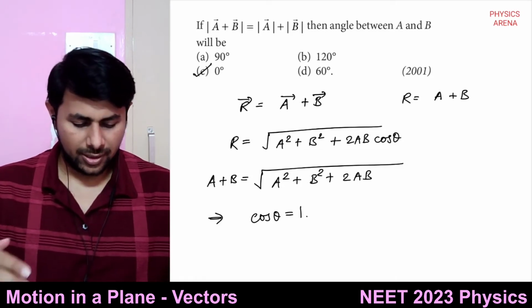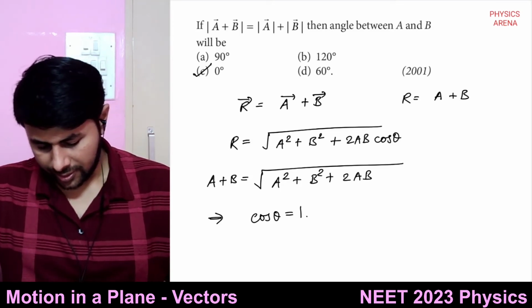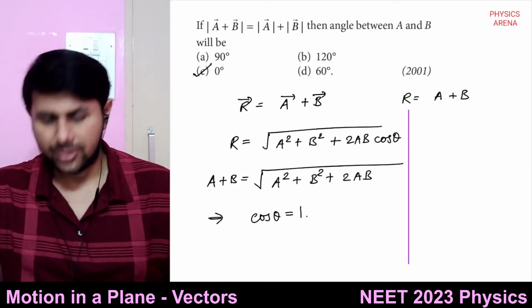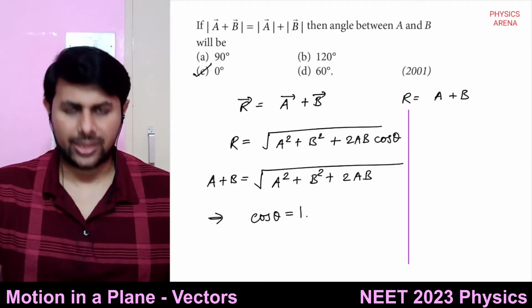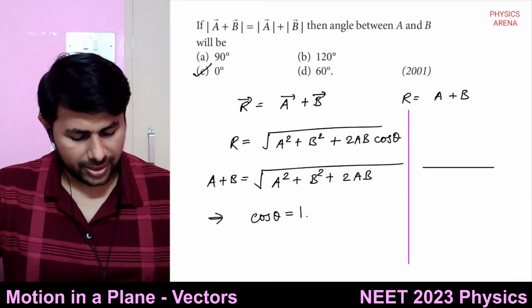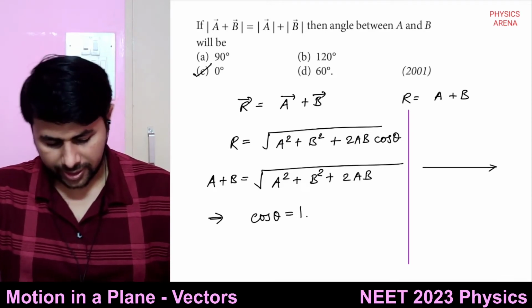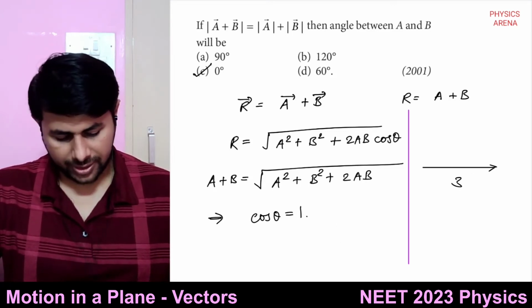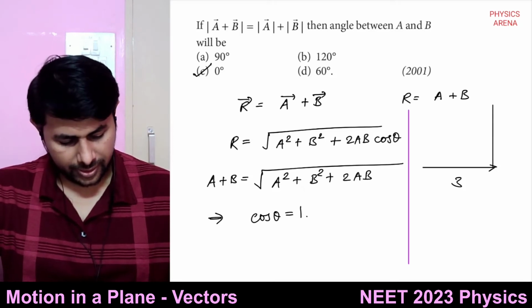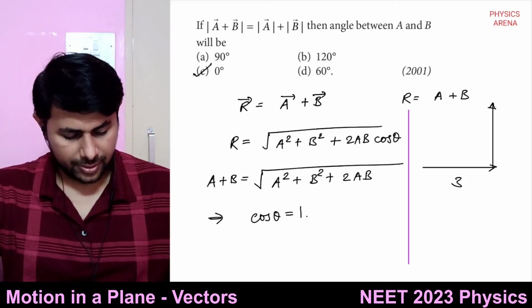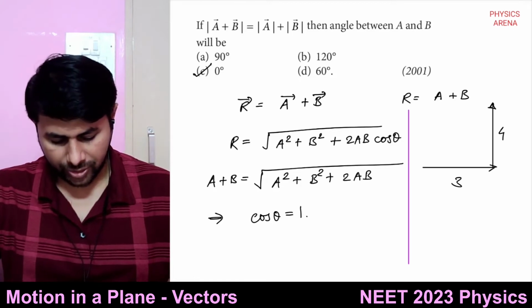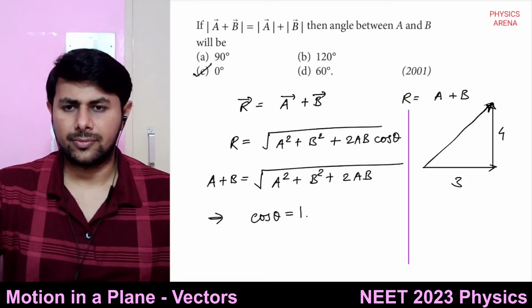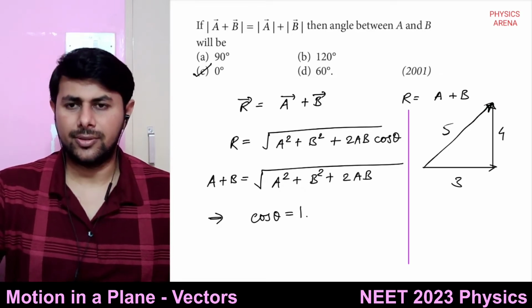So then, the next thing. What is the other way in which you can think? Let's suppose you take two vectors and keep them perpendicular to each other. Suppose the magnitude of the first vector is 3 and the magnitude of the second vector is 4. How much would be the magnitude of the resultant? It will be 5, right?